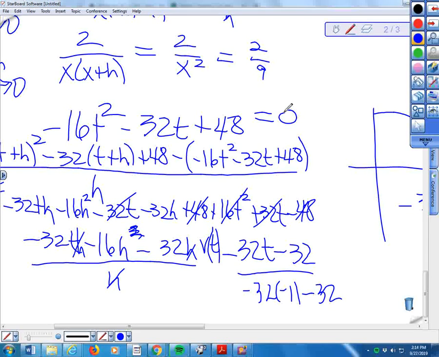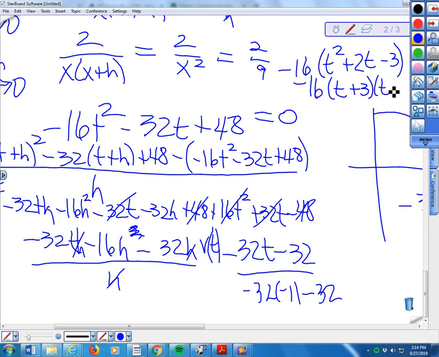Okay, so if I factor out a negative 16, I get t squared plus 2t plus 3, minus 3. So this factors to negative 16 times t plus 3, t minus 1. So I know it's going to happen at negative 3 or positive 1 when the distance is 0, or when the y value, the position, is y equals 0. Yeah, that's right.